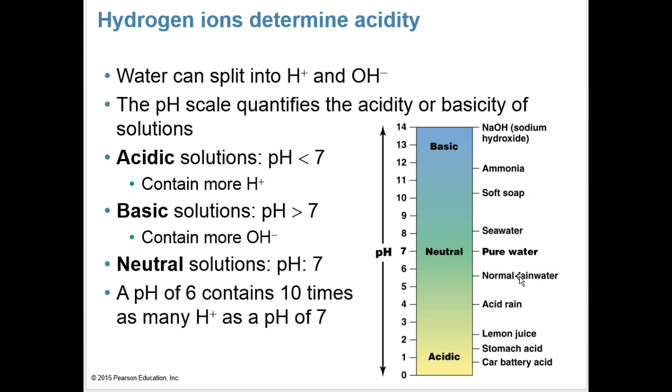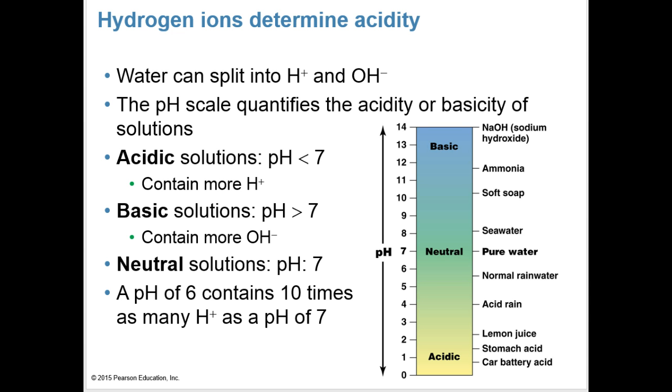Most biological solutions have a pH between 6 and 8. And substances that are strongly acidic, like battery acid, or basic, like sodium hydroxide, are harmful to living things. The acidification of soils and water from acid rain and acidic mine drainage are examples of how pH changes caused by human activities can affect ecosystems.